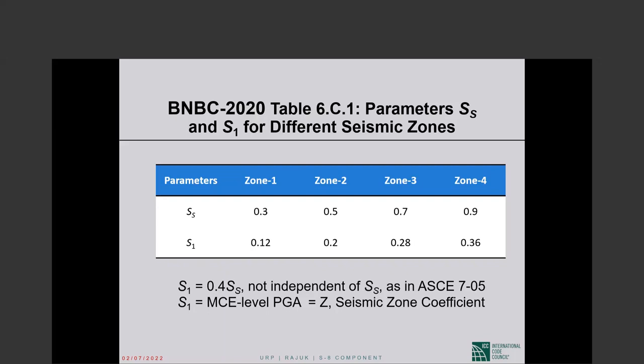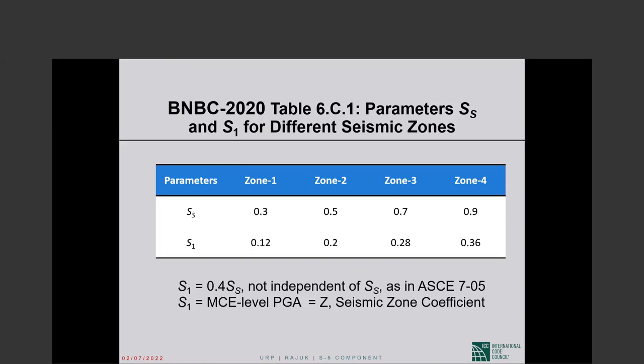S sub 1 is the MCE level peak ground acceleration. Or let me put it this way: S sub S, the short period spectral acceleration, is 2.5 times PGA, peak ground acceleration. Okay, this is from basics, let us say. And I will show you some of those basics in a week from now.